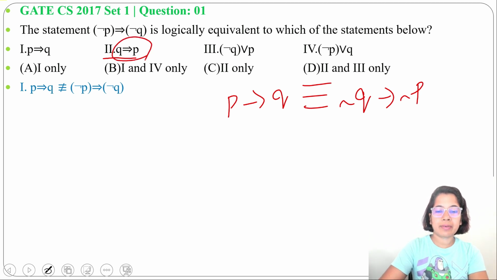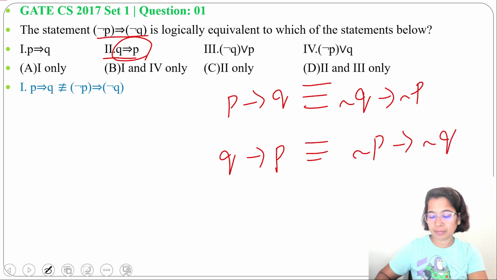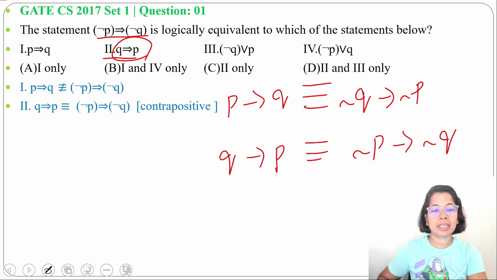Now here it's given Q implies P. So its contrapositive will be negation P implies negation Q. And that is exactly given here. So both are equivalent due to contrapositive.